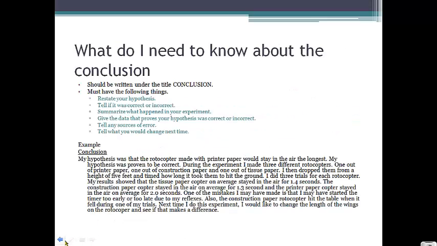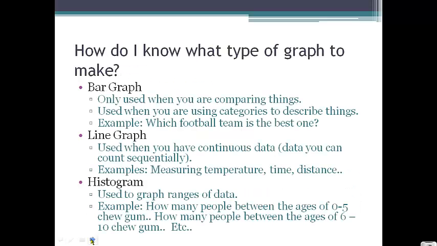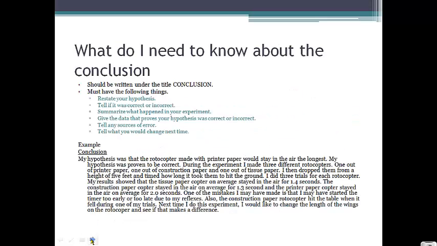Finally, after you figure out what type of graph you're going to use, you put your graph into your results. The last thing you need for a lab report is a conclusion. Okay? Your conclusion has to have these 6 things in it. Okay? So you're going to want to write these down. And if you ever get confused, come back and look at the video. Or if you're not sure, come ask me. But you need to have these 6 things in your conclusion.